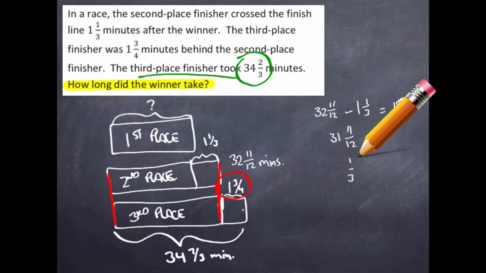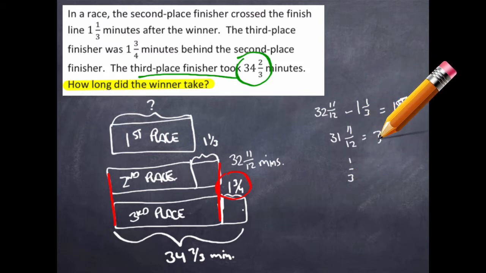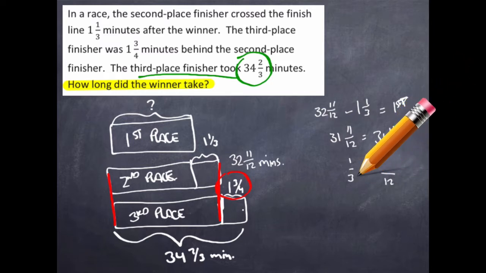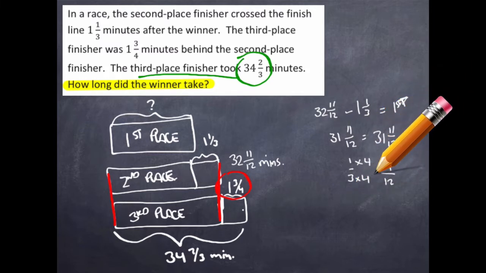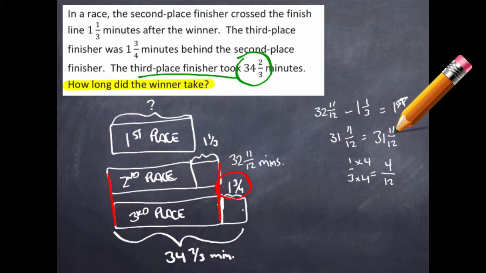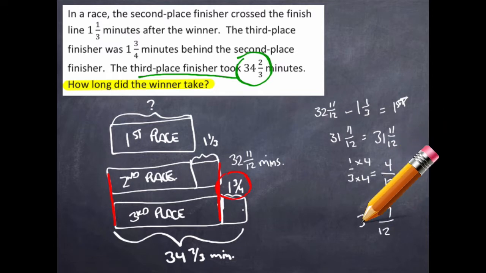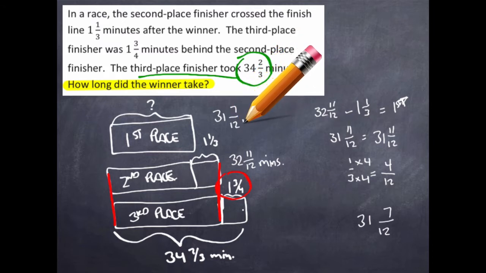So let's think about this now. Oh, what about 12, right? So I could leave this one essentially the same, 31 11/12. If I wanted to get my 3 to something out of 12, I have to do 3 times 4 to get 12. 1 times 4 would be 4. So now I'm subtracting 31 11/12 minus 4/12. So I can do that pretty quickly. 11 minus 4 would be 7. So 31 7/12 would be how long our first place finisher took. So we'll say 31 7/12.